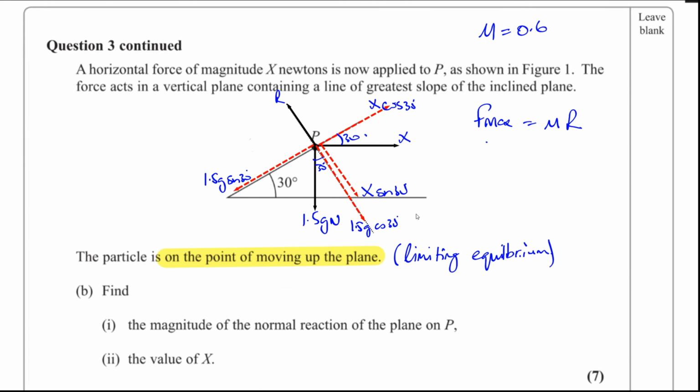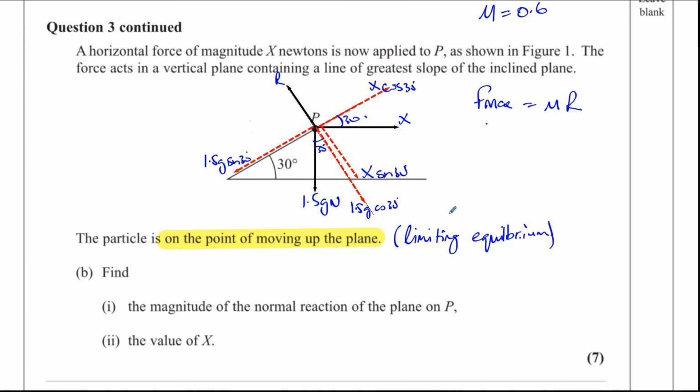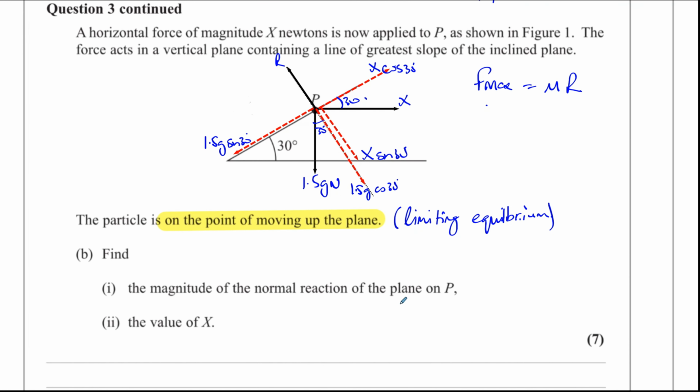So if I want to now find the magnitude of the normal reaction on the plane, I've got to resolve the forces perpendicular to the plane. Okay, so perpendicular to the plane, you have R, and then you have, because it's in equilibrium, R equals 1.5g times cosine 30 plus, because this is also acting down, X times sine 30.